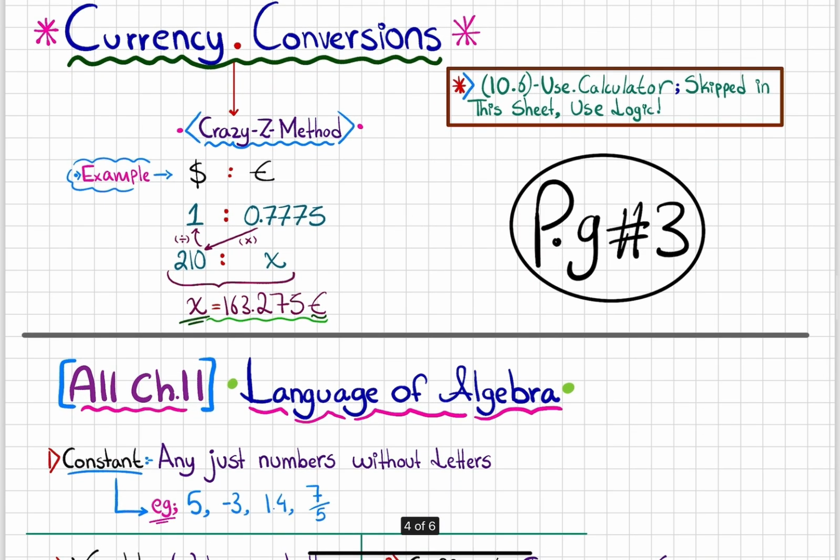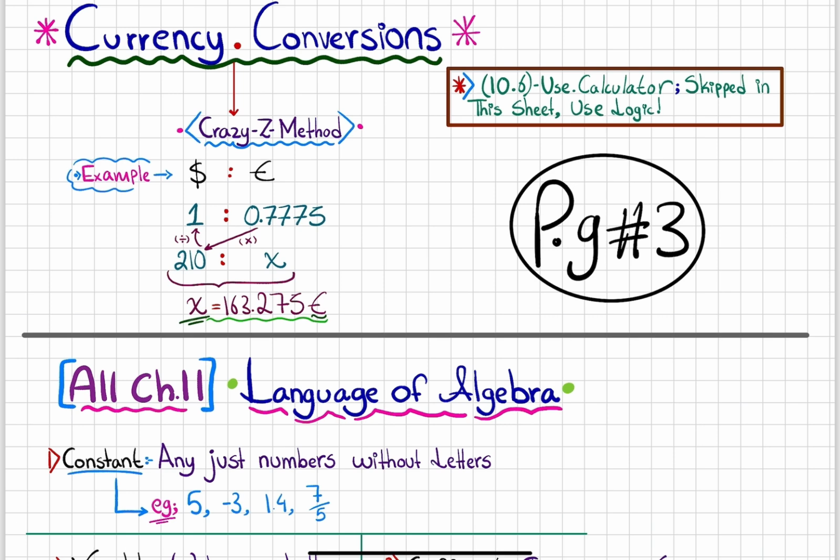Currency conversions. For currency conversions, we are going to be using the crazy Z method. This one is very simple, so I've only put one example here. For example, dollars to euros, $1 is 0.775 euros. So how many euros is $210? So make it the ratio. Dollars to euros, 1 to 0.775, 210 to x.